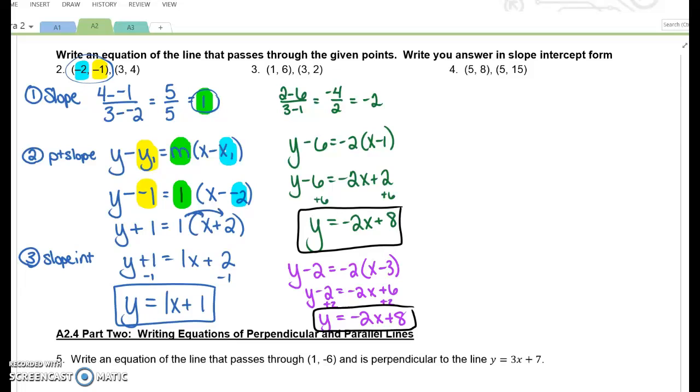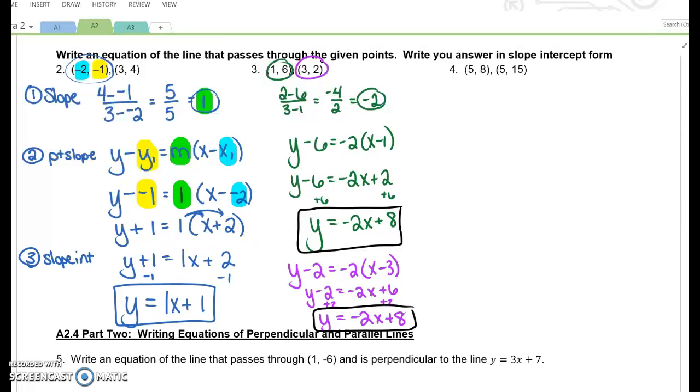Okay, I actually did this problem twice. First, you need to find your slope. Your slope is -2. Then in green, I chose the first point, 1, 6, as my x1, y1, and my slope of -2. Then in purple, I used the second point as my x1, y1, and the slope of -2. What I want you to notice is, as long as you put things in the correct places, it doesn't matter which point you choose, you should end up with the equation y equals -2x plus 8.